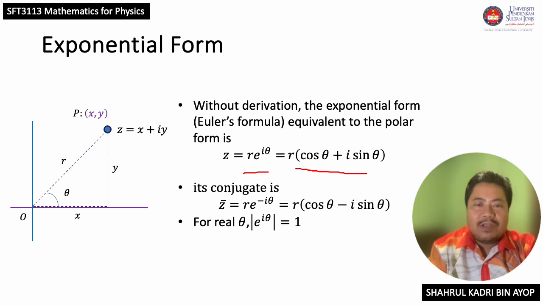And if we want to express the exponential form in its conjugate, it is z bar equal to r exponential minus i theta. So this is the conjugate of the original complex number, where the change is here in the polar form. For real theta, any value of angle here, this identity holds. This will be useful in the next slide.